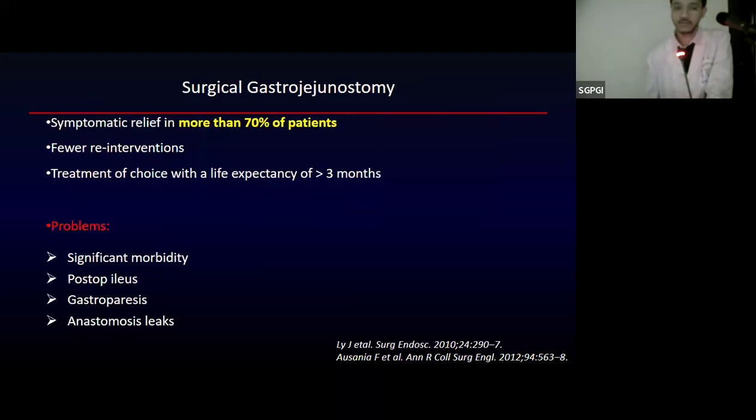Regarding surgical gastroenterostomy, it provides symptomatic relief in more than 70% of patients with fewer reintervention needs, and it is the treatment of choice when the patient's life expectancy is more than 3 months. However, usually these patients are frail with an advanced metastatic carcinoma, and the life expectancy is not always more than 3 months. Also, there are significant morbidity issues, post-op bilious and anastomotic leaks associated with the surgery.